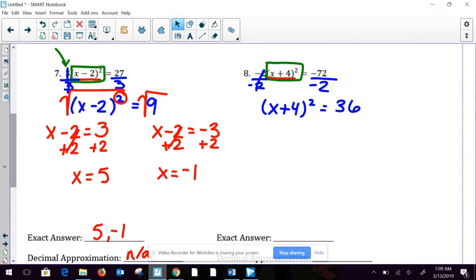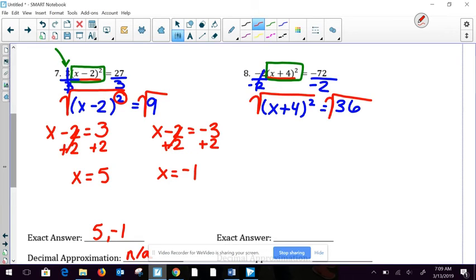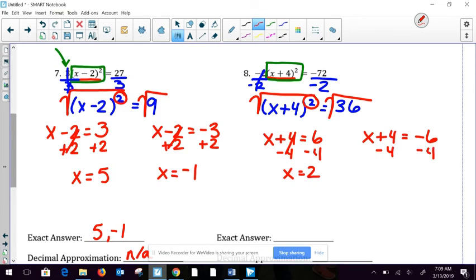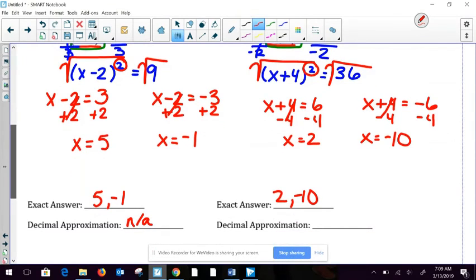Now that I've isolated my parentheses, I can go through and square root. Remember, I can't write my two equations till I do that square root. That 2 right there tells me that I have x plus 4 equals, 2 times. And then what is the square root of 36? Right, 6 and negative 6. So now what do I do? Good, minus 4 to both sides. So I get x is equal to 2. Minus 4 to both sides. Carefully watch your signs here. It's not negative 2. Negative 6 minus 4 is a negative 10. So my two answers are 2 and negative 10. Again, because they're whole numbers, there is no decimal approximation.